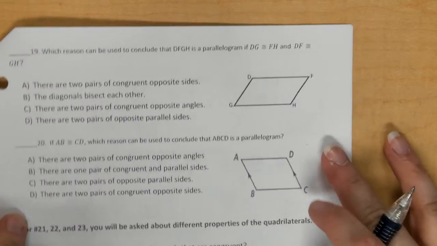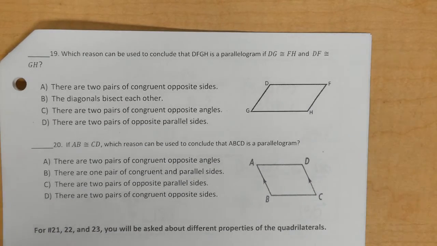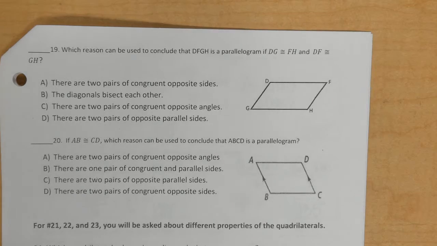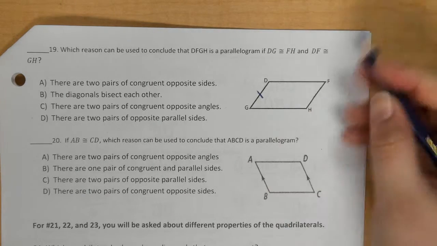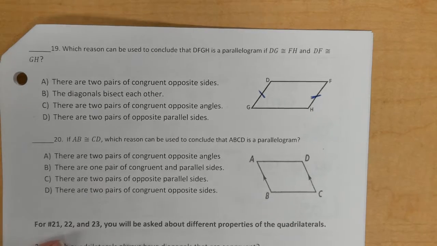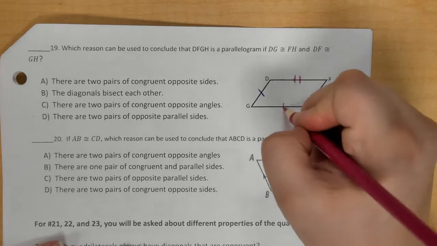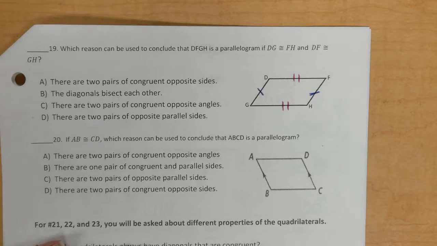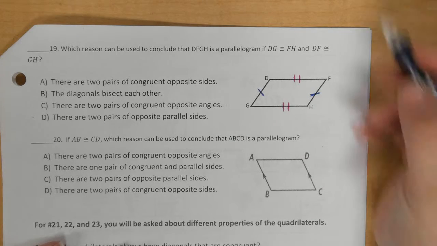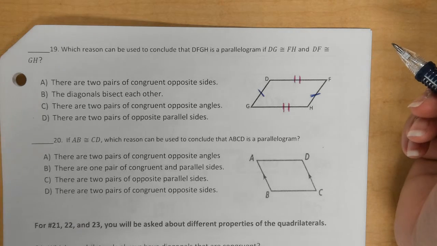Okay. Number 19 says, which reason can be used to conclude that DFGH is a parallelogram if DG is congruent to FH and DF is congruent to GH? A, there are two pairs of congruent opposite sides. B, the diagonals bisect each other.